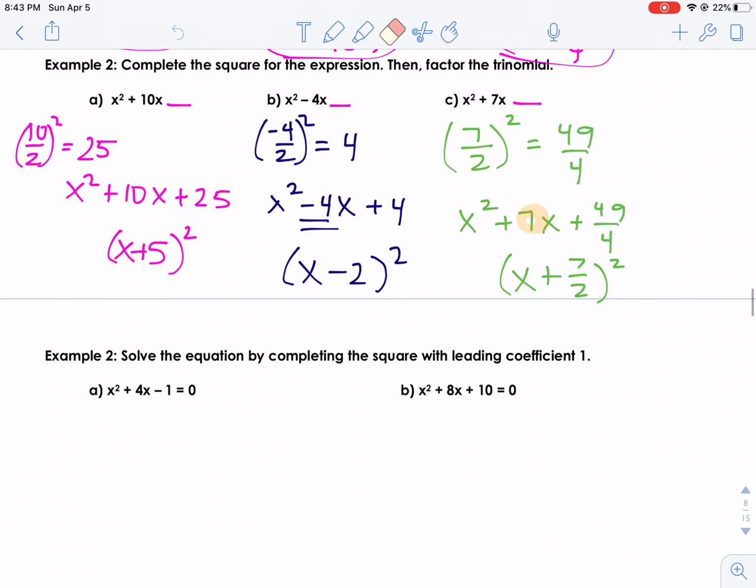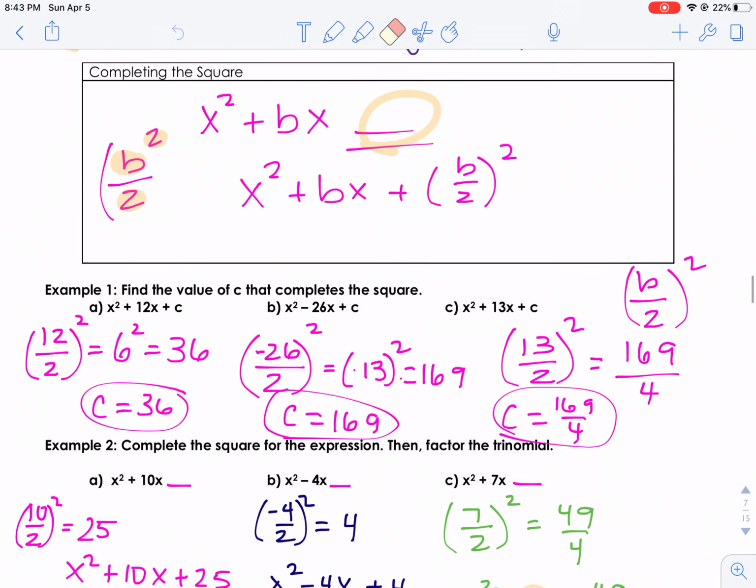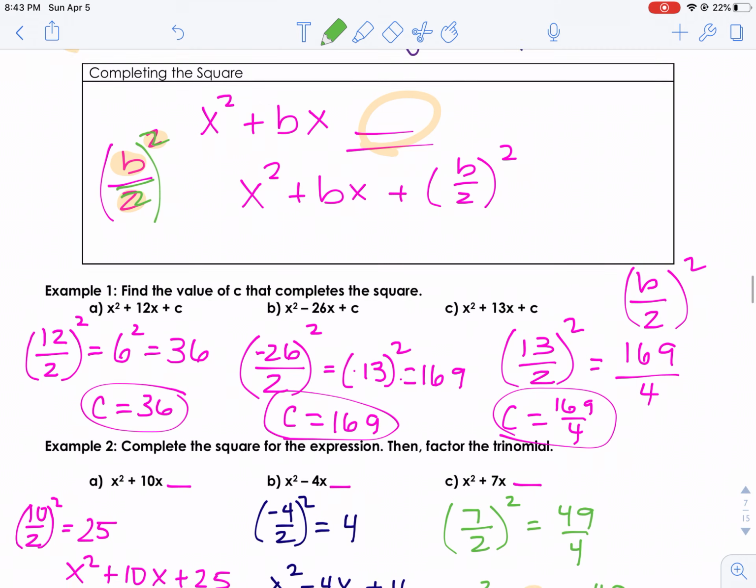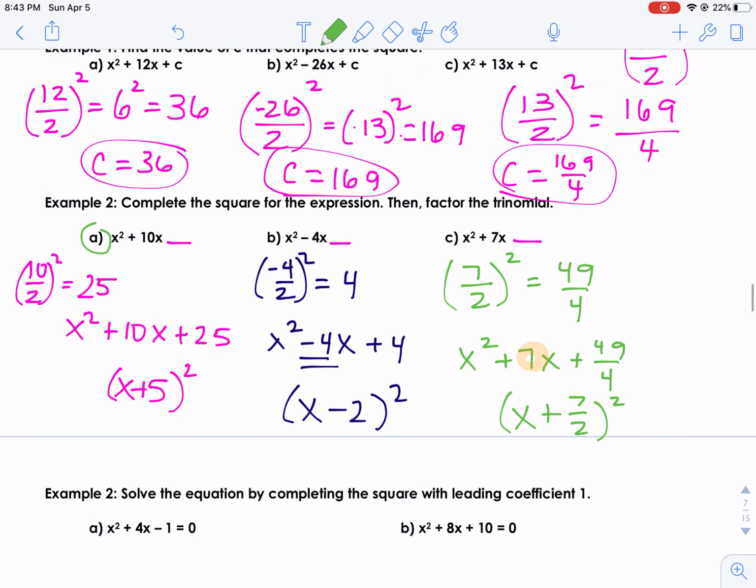Just as review, the process of completing the square is that we are adding on a c value, and to find that c value, we were taking whatever b was, dividing it by 2, and then squaring that result. So for example, in A, we took that b value of 10, cut it in half, which gives us 5, squared it, which gives us 25. And then this is a perfect square trinomial, so it's always going to factor into a binomial squared, and the second part of that binomial is always going to be half of the middle term. Okay, so just as a quick review of what we did on Friday.